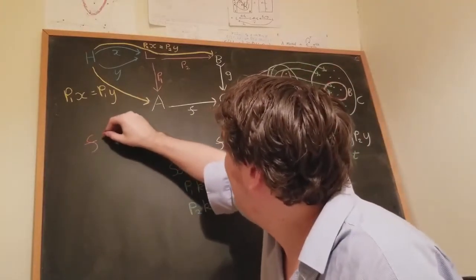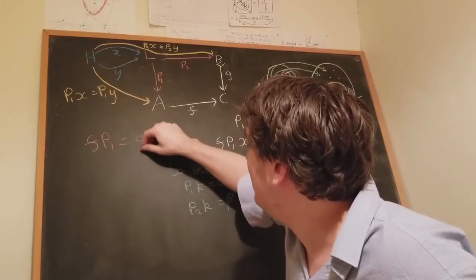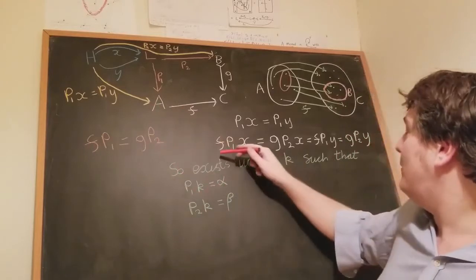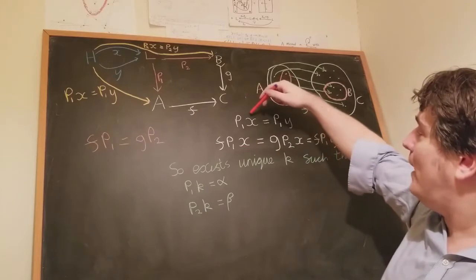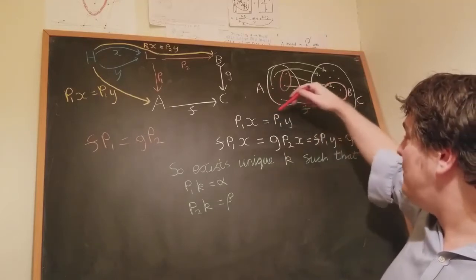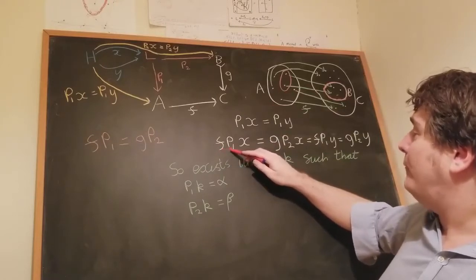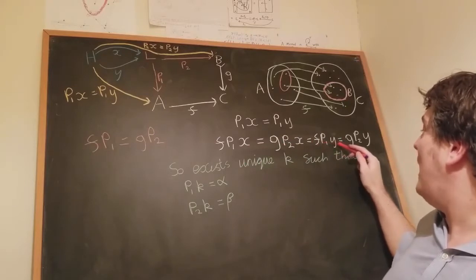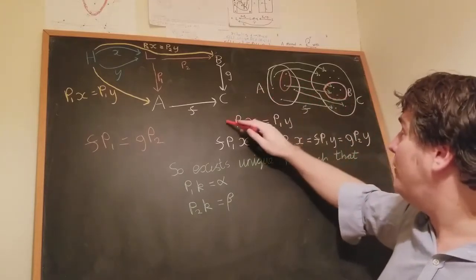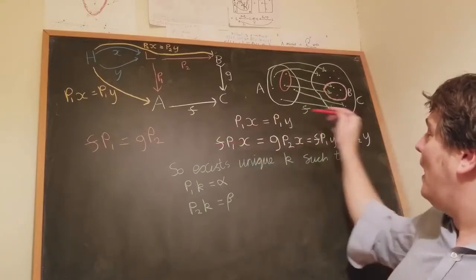So, okay, what do we know? Well, we know that this square commutes, because we're assuming we have a pullback. So we know that F after P1 equals G after P2. If we take this equation and compose it with X on the right-hand side, we get that these two things are equal. Now we're also assuming that P1 after X equals P1 after Y. If we compose this equation with F on the left-hand side, we get F after P1 after X equals F after P1 after Y. And similarly, if we take this equation and compose it with G on the left, we get G after P2 after X equals G after P2 after Y. So all of these four things are equal, okay?